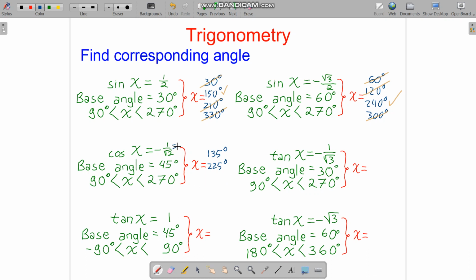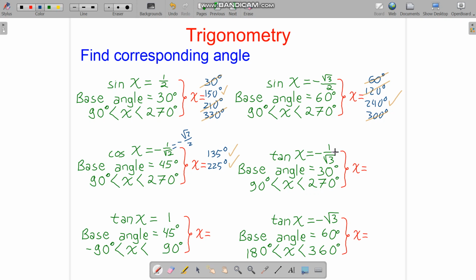Remember, this is equal to minus root 2 over 2. And if you use your calculator, you will only get negative from quadrant 3. I mean, actually from both. So from both, you get negative. So we have two solutions here actually.